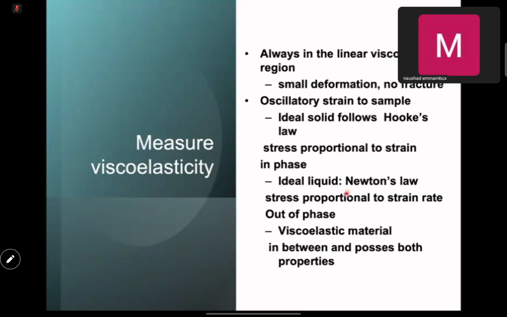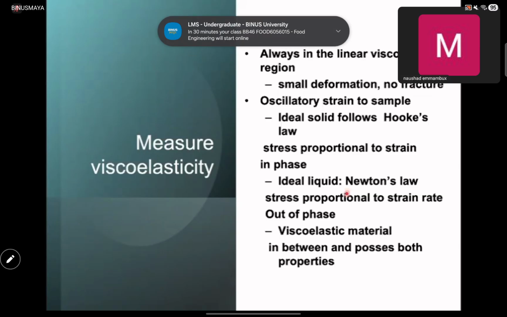The ideal liquid follows Newton's law, and the ideal solid follows Hooke's law. I'm sure this is not very familiar to you yet, but over the next few slides we will talk about it in more detail, and you will see there is some repetition. I like to repeat it so that scholars can learn a little bit more when there is some repetition.